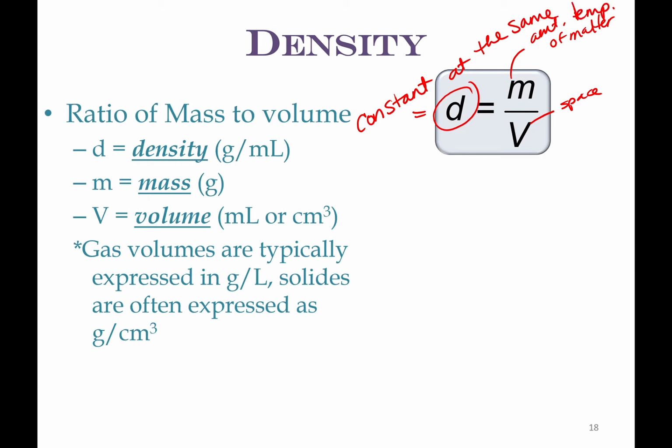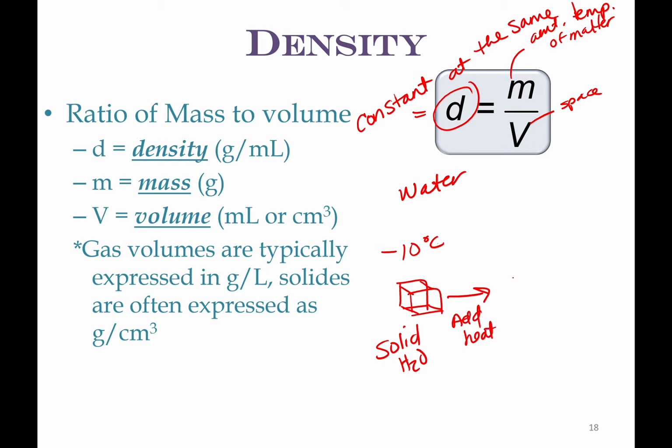Now, why is that? Let's think about something we know, like water. So anything less than 0, let's say maybe something like -10 degrees Celsius, we know that water is a solid. Let's make a little ice cube here. So this is solid water. But if we add heat, it becomes liquid water.